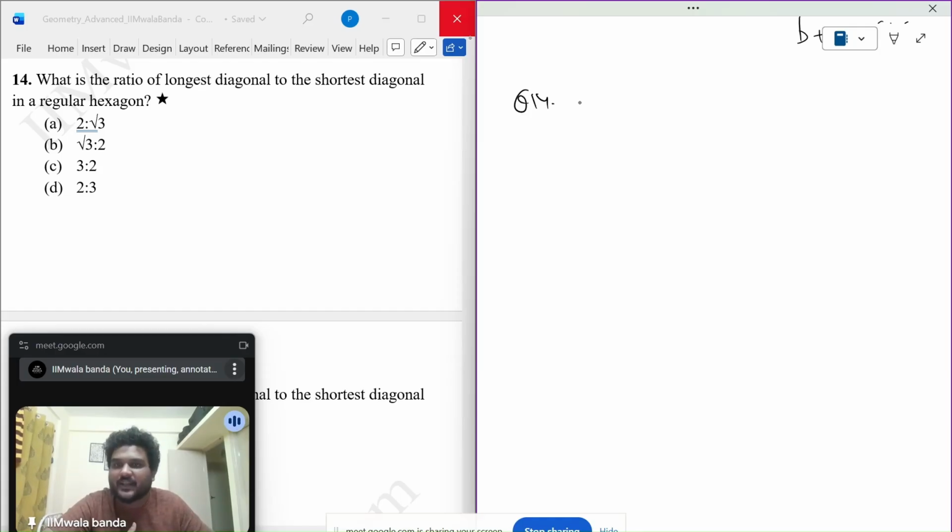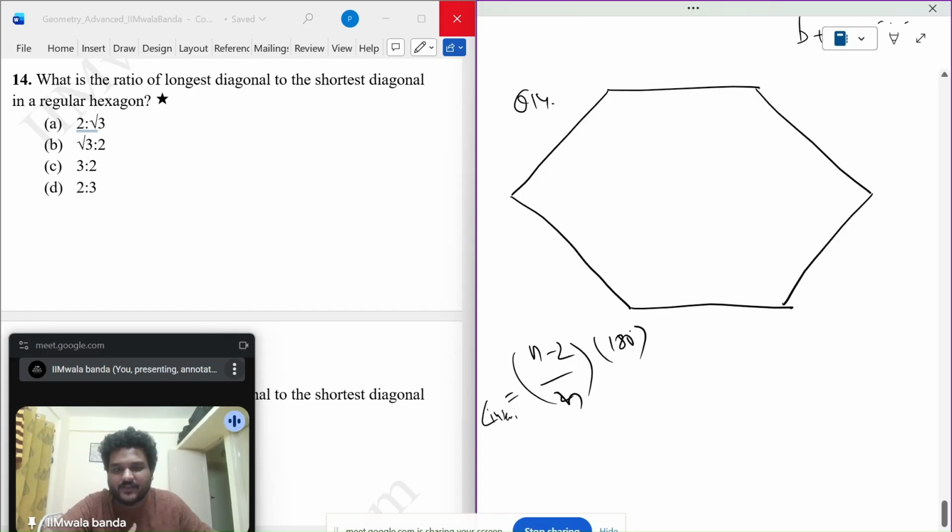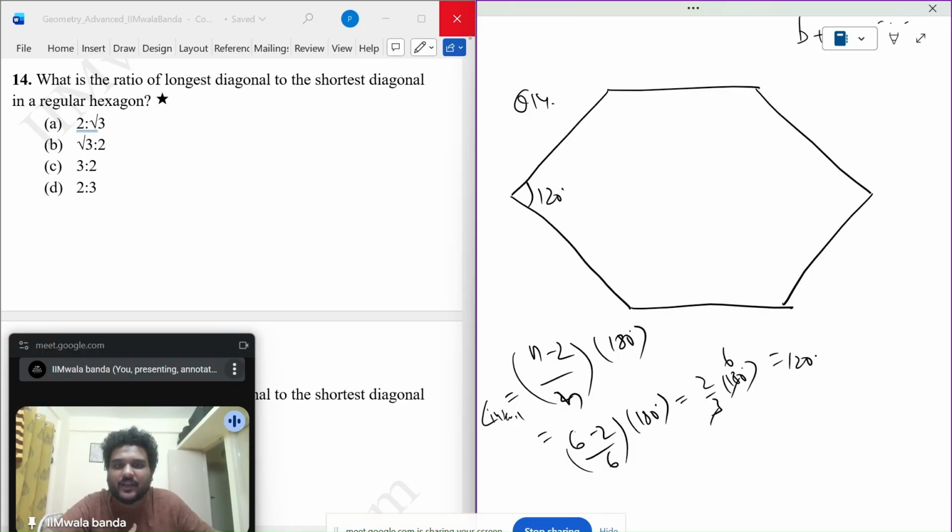What is the ratio of the longest diagonal to the shortest diagonal of a regular hexagon? Since it's a regular hexagon, this question is possible. You know, in any regular polygon, every internal angle will be this. So because it's a hexagon, 6 minus 2 upon 6, 4 by 6, 2 by 3, 6, 12, 18. So 120 degree. So can I say every angle is 120 degree?